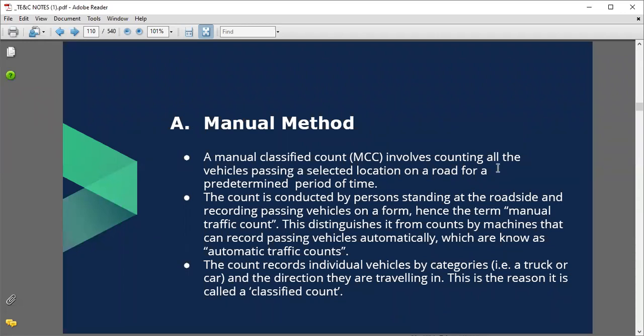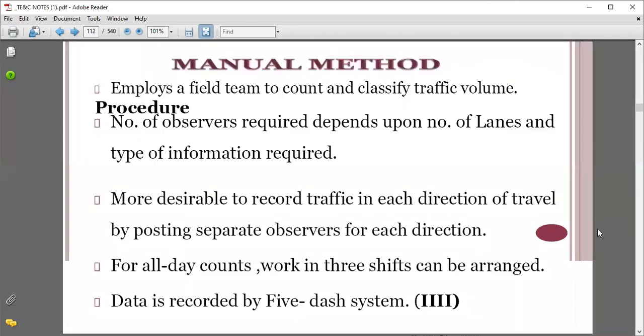So we can understand this manual counting method, directly counting the number of vehicles, pedestrians, or cyclists coming and going on the road. So we'll understand here what the manual method is. Employ a field team to count and classify the traffic volume. For that, what is the procedure? That part we'll see here.